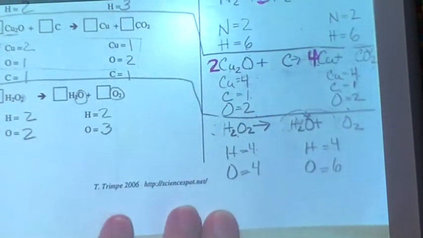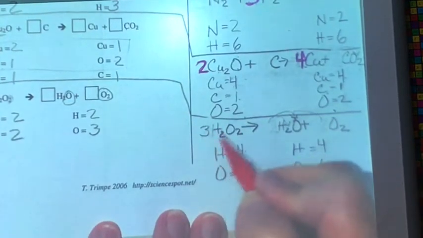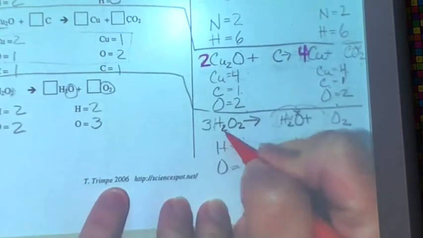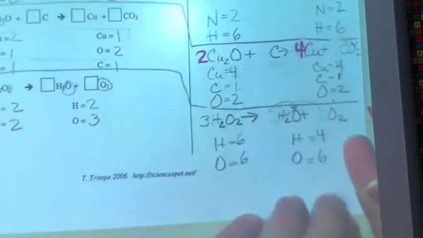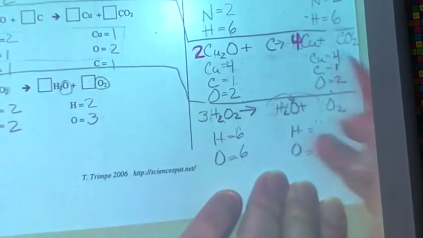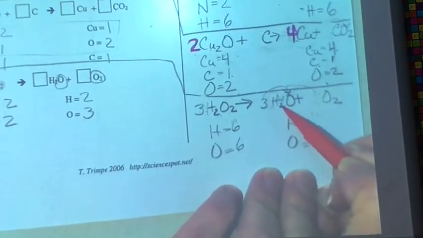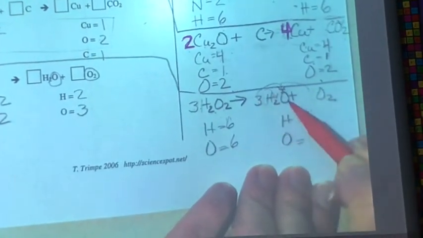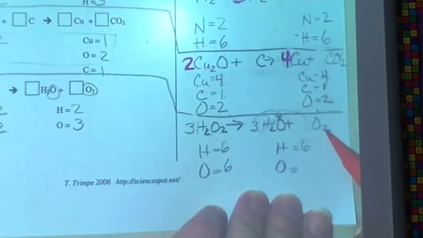Let's try a 3. 3 times H2 is going to be 6. 3 times 2 is 6. 3 times O2 is going to be 6 again. Can I get 6s on this side? All right. How can I do that? Put a 3 here. All right. 3 times H, that gives me 6. But now I've got 3 and 2 more, that's only 5.